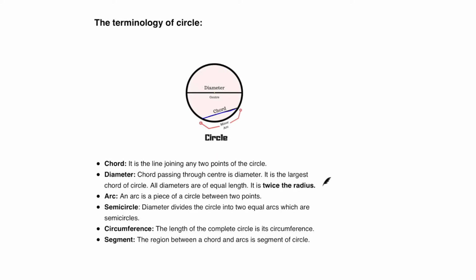I think this is pretty basic. All of us have an idea about this. D equals 2r. What is an arc? An arc is a piece of circle between 2 points.